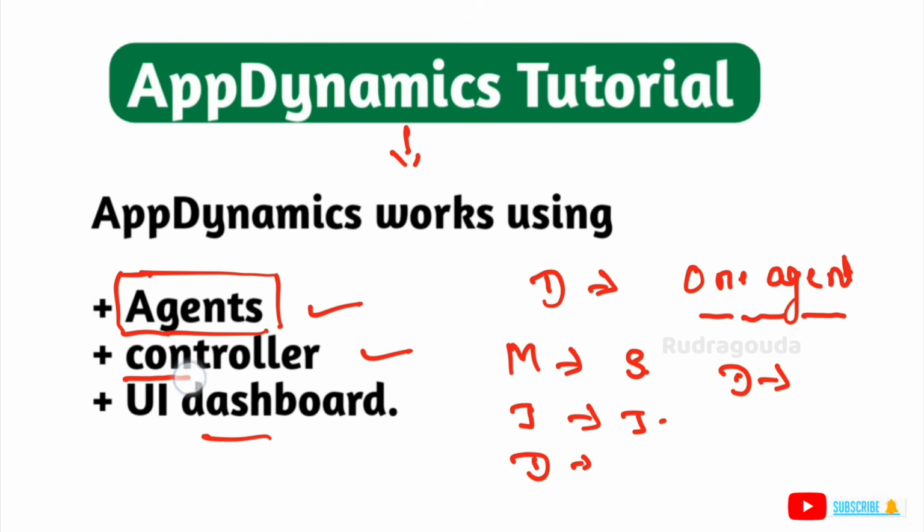And then comes the controller. So this is the brain of Appdynamics. Everything will be taken care of by the controller only. When the agent sends the data, right, everything will be managed by the controller, and that data we can easily see in the UI, or you can say a dashboard.